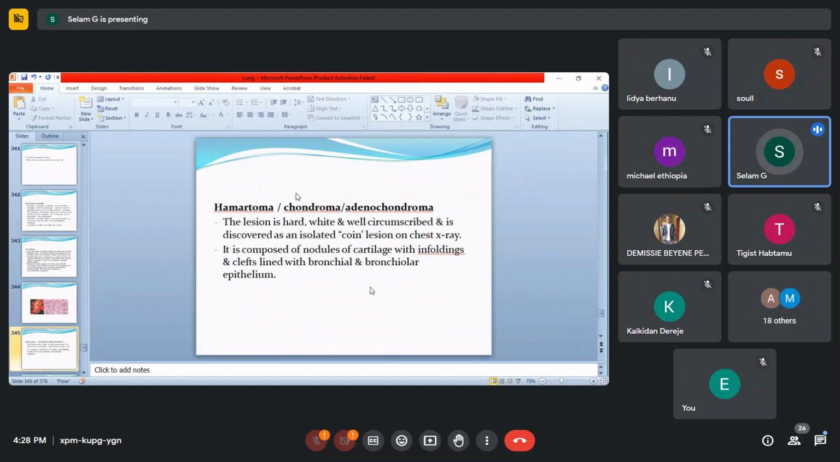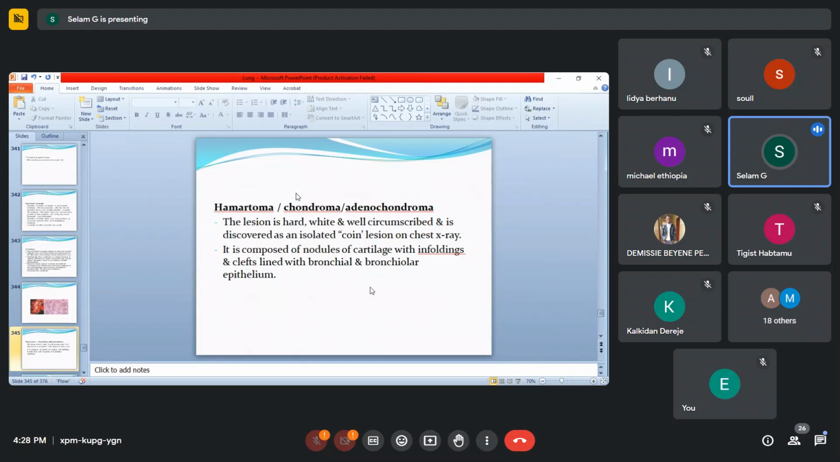Other benign conditions, those were the malignant ones so far we have discussed. Hamartomas, chondromas, adenochondromas could also occur in the lung. The lesion is hard, white, and well circumscribed, and is discovered as an isolated point lesion on chest X-ray. It is composed of nodules of cartilage with foldings and clefts lined with bronchial epithelium.